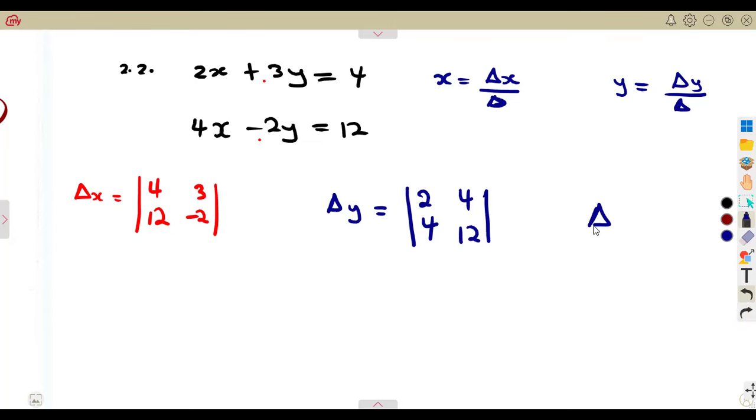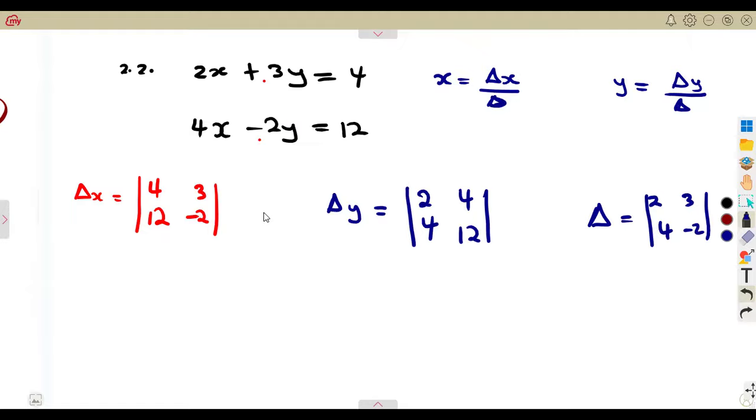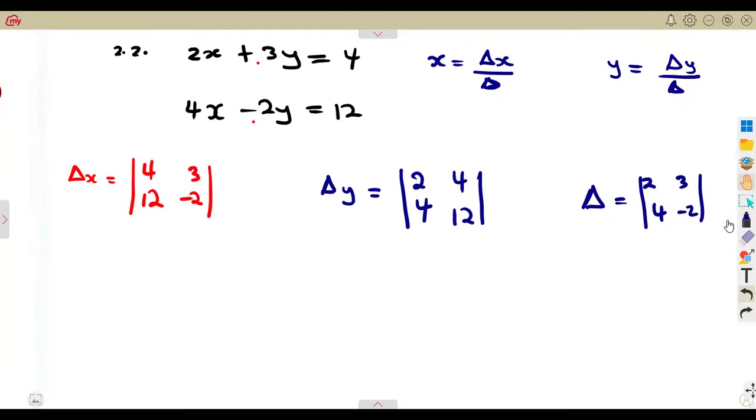For the determinant of the coefficients, there is nothing to be substituted because you are working with the coefficients. So you take the left-hand side of your equations as it is: 2, 4, 3, and minus 2. 3, minus 2, as it is. So now you can determine the determinants of these.